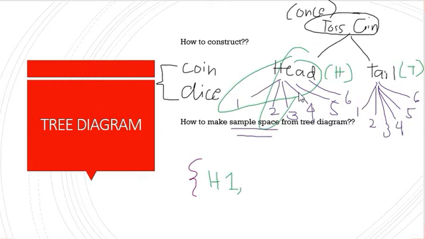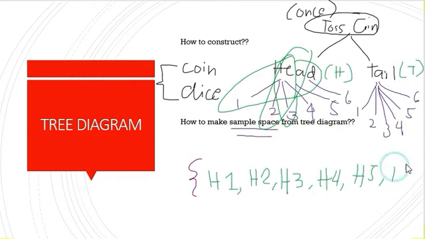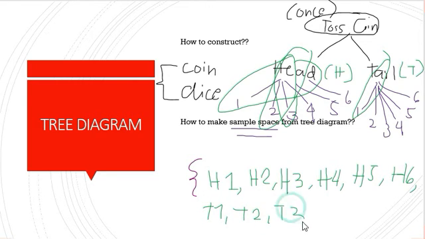By that, you would also understand that the next possible outcomes are H2, H3, and so on for the heads. So we have H3, H4, H5, and H6. You need to understand these concepts. So the possible outcomes of tossing a coin and a dice could be H1, H2, H3, H4, H5, and H6. And let's go to the tail: T1, T2, T3, T4, T5, and T6.